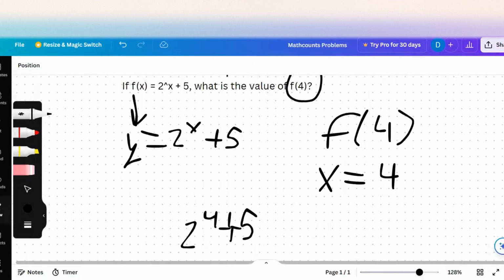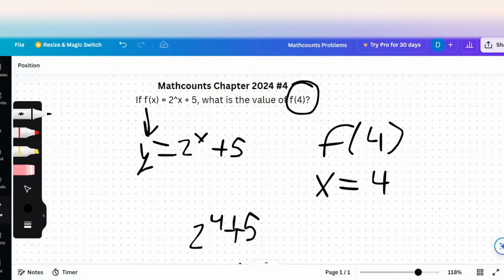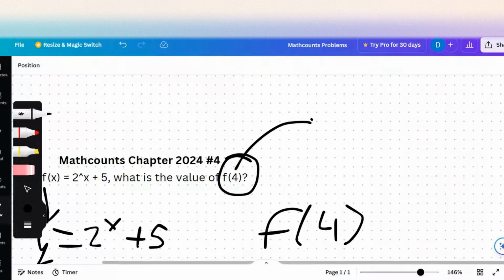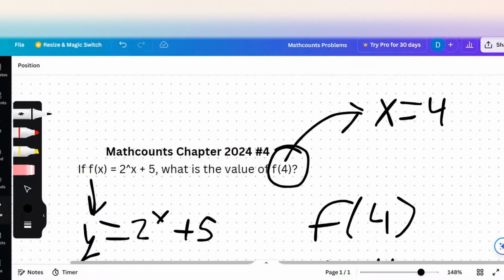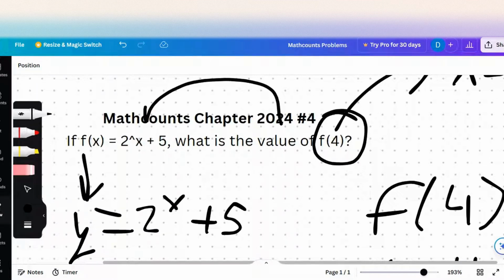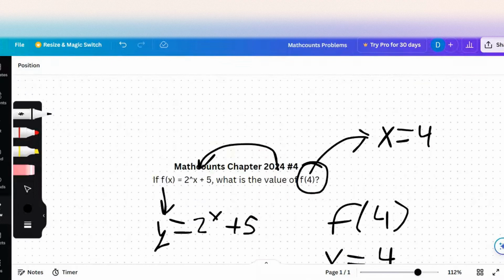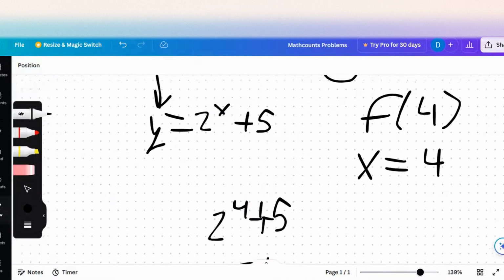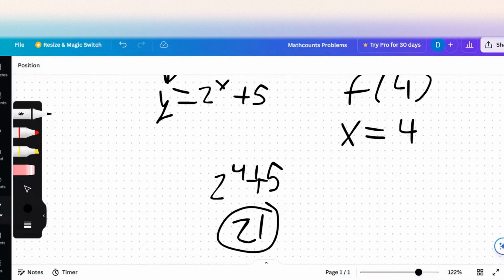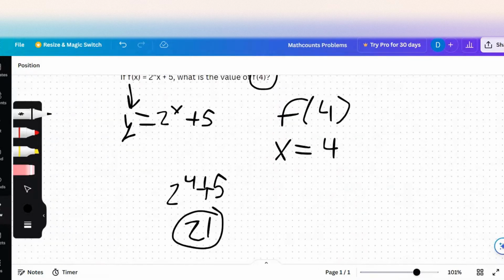So that's all you have to do. And remember, if you have an input, it's looking for the output. So just remember, whatever is in the parentheses is what you want to solve with, and that's usually what x is. So x is 4. So we just put it in, and we solve for y, or as it says, f of 4. So the solution is easily 21.